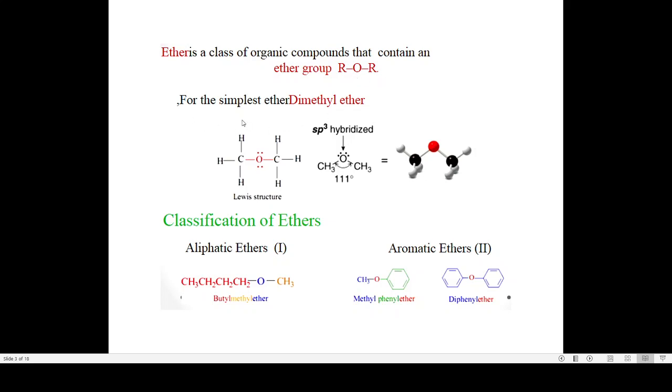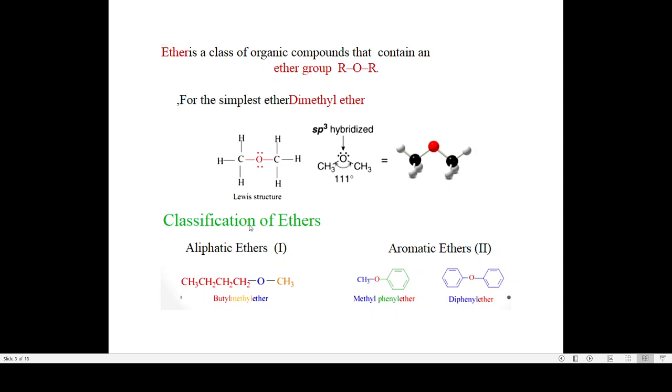For the simplest ether, for example, here we take the dimethyl ether, where the oxygen on either side has a methyl group, and the type of the hybridization is sp3, and the bond angle being 111 degrees. And this is the ball and stick model representation of the ether.